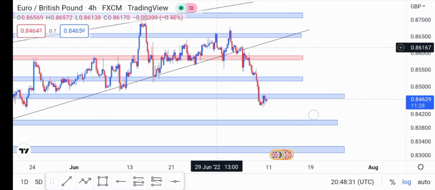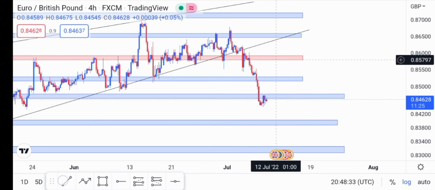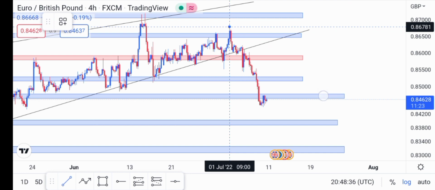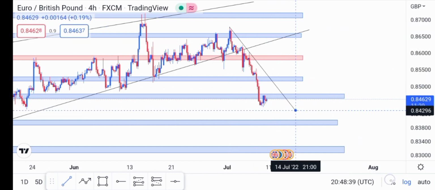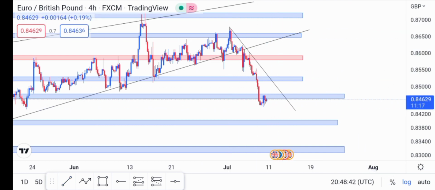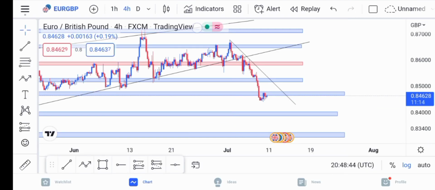So you're not going to trade against the trend, but you're going to flow with it. As you can see, if I try to do this, there's nothing much happening. So let's move to the 1 hour time frame.